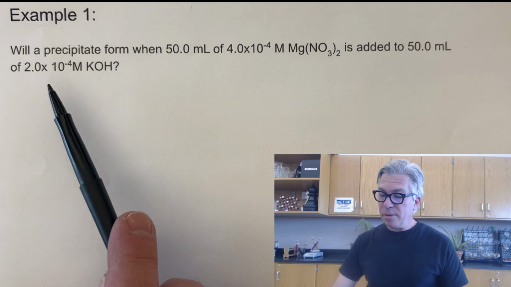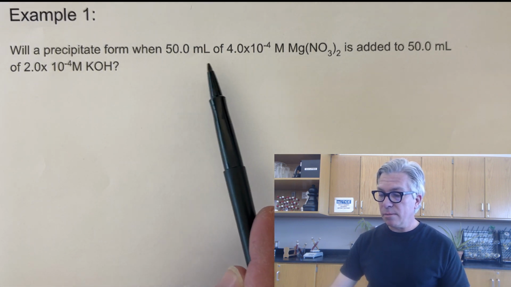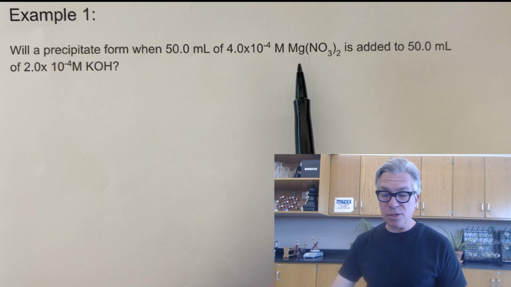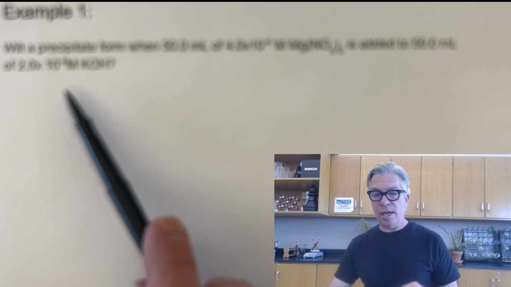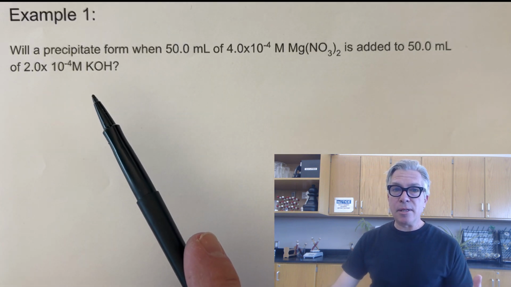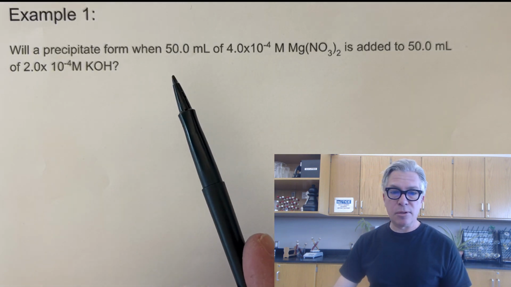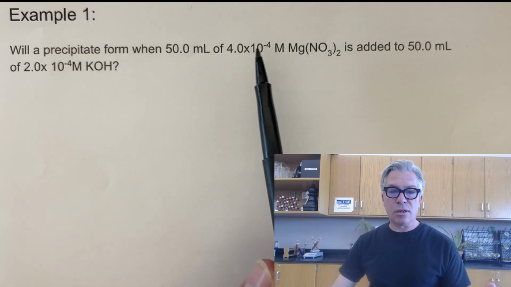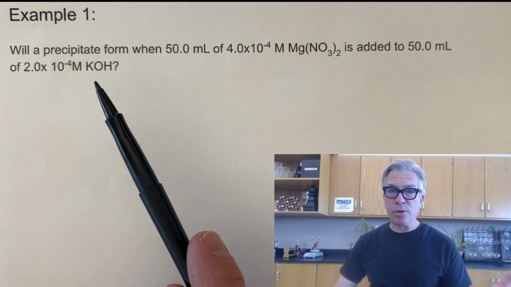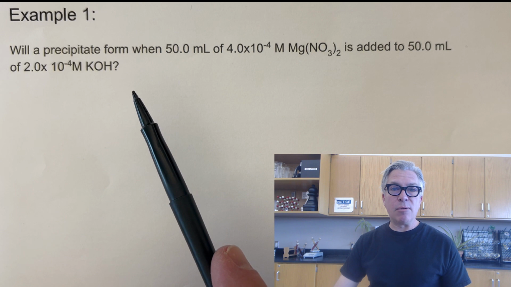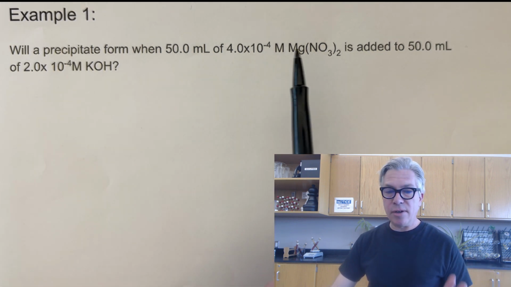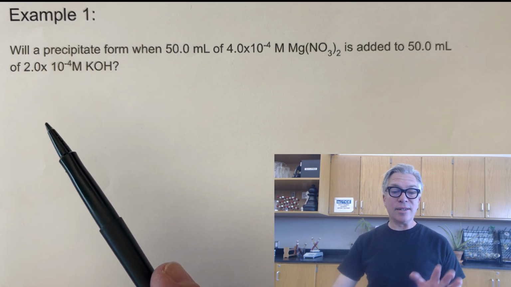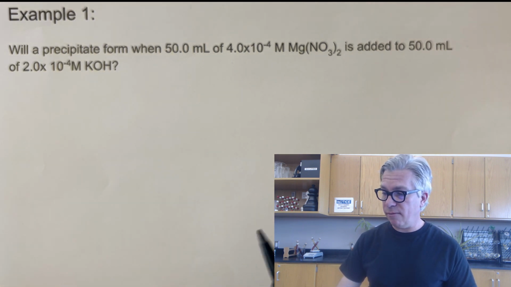It says, will a precipitate form when 50 milliliters of 4 times 10 to the minus fourth molar magnesium nitrate is added to 50 milliliters of 2 times 10 to the minus fourth molar KOH? Typically, if these concentrations are quite large, like 0.1 or 0.2 or something like that, a precipitate will form very easily. But things get a little dicier when you have very dilute solutions. It's not a guarantee that a precipitate will actually form.